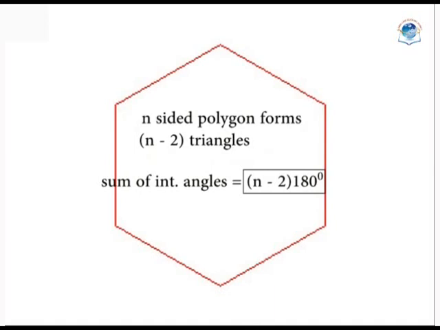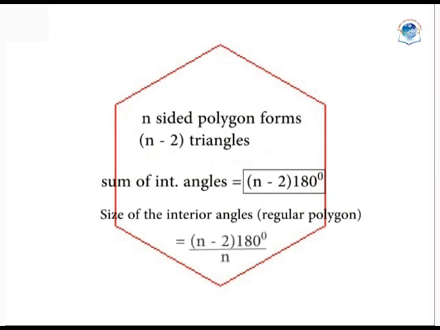Now for an irregular polygon, we cannot know the size of the specific angles unless we measure them individually because they are not equal. However, for a regular polygon, it is possible to find the size of individual angles because they are all equal. And the way we do that is to divide the sum total by the number of angles. And if you recall, we have said the number of angles equals the number of sides. So we simply have (n minus 2) times 180 divided by n.